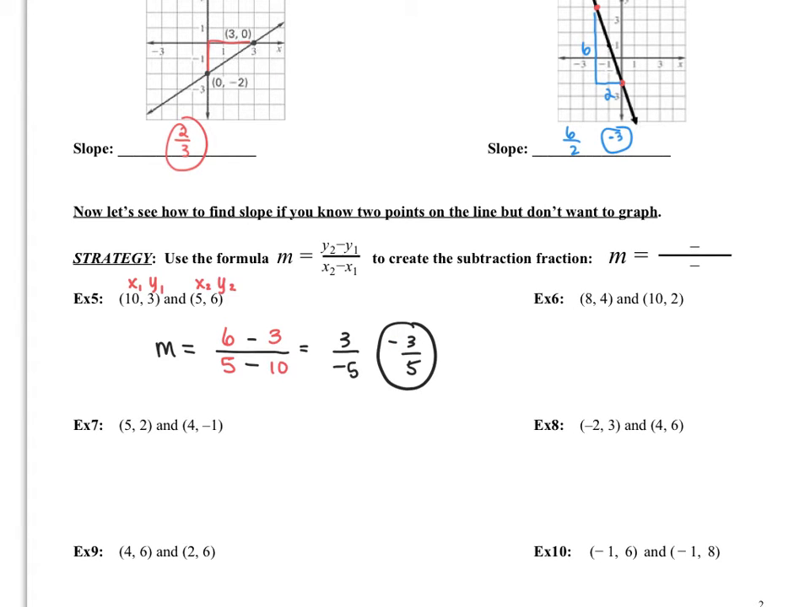Let's try example 6, and then I'll have you do some on your own. So again, I'm going to start by doing my subtraction fraction, and then I'm going to fill in my information. So I've got 8 is an x, 4 is a y, 10 is an x, 2 is a y. These are my 1s, these are my 2s. So on the top I do y2 minus y1 over x2 minus x1, and I would do that math. And so I would get -2 over 2, which would be a simplified slope of -1.